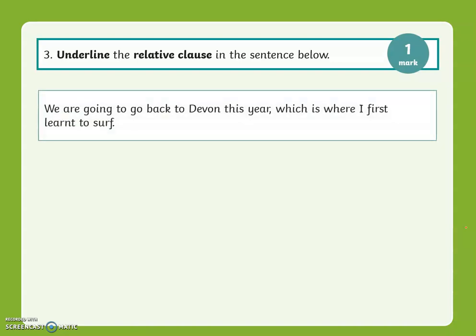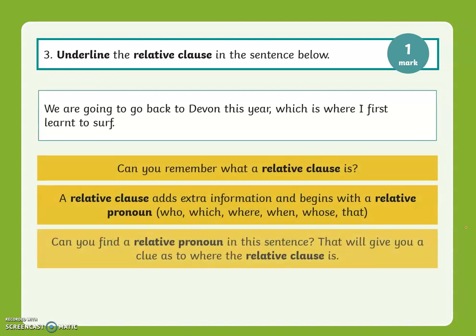So now I need you to underline the relative clause. We've done loads of work on that in the last half-term starters, haven't we? You should be able to do that really easily. It says, "We are going to go back to Devon this year, which is where I first learned to surf." Which part is the relative clause? Remember, the relative clause is the bit that adds extra information and doesn't necessarily make sense by itself without the other clause. It usually has a relative pronoun: who, which, where, when, whose, and that. Can you find a relative pronoun in this sentence? That will give you a clue as to where the relative clause is.